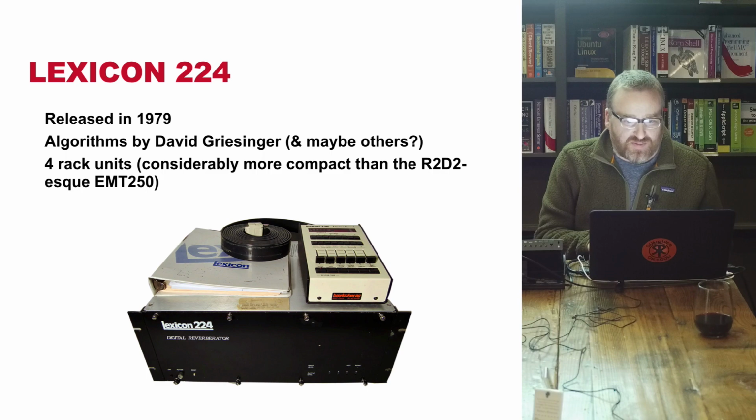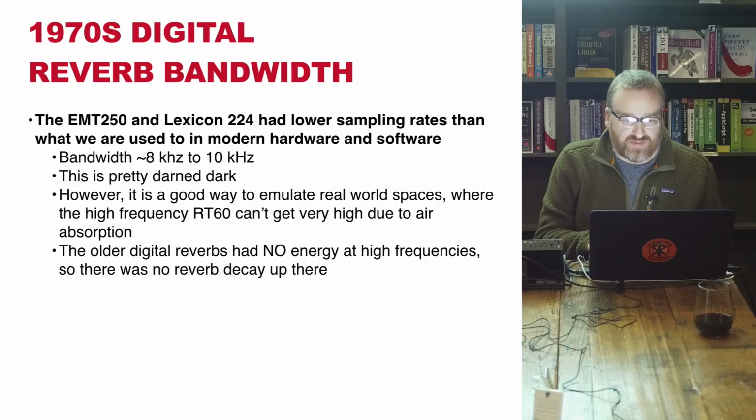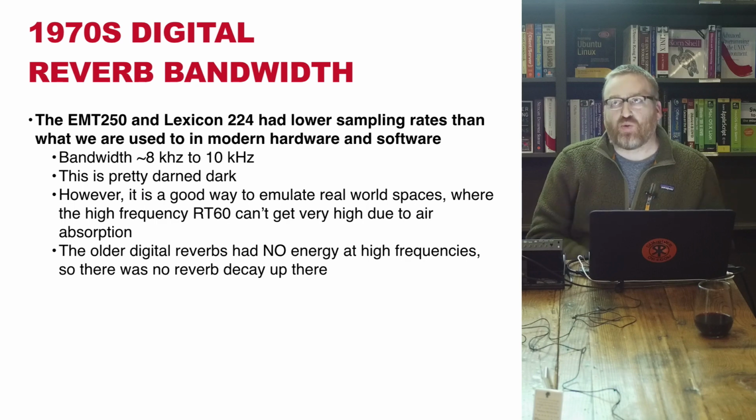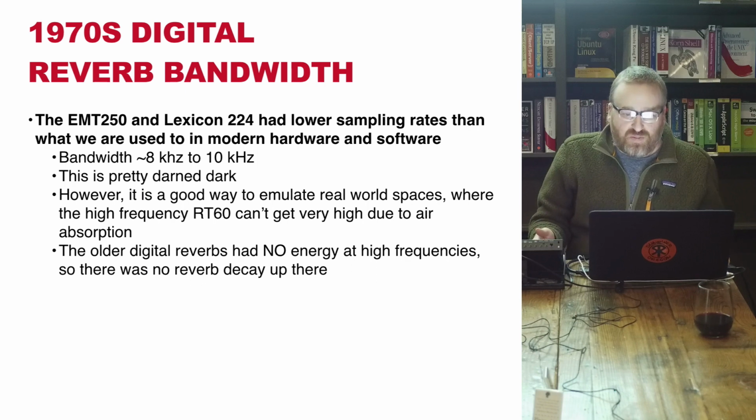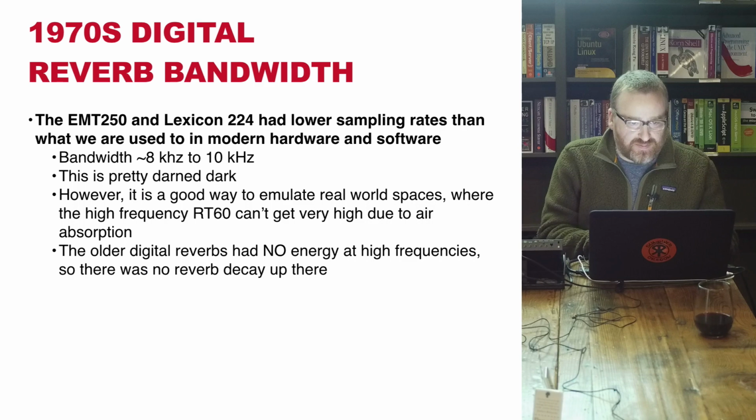Now, one of the things about these boxes is that they had really low sampling rates, like maybe a 20 kilohertz sampling rate, and they had filters to cut things out. So the bandwidth is around 8 kilohertz to 10 kilohertz. It's really dark. You don't hear the high frequencies, but it turns out, as I was talking about with plates and chambers, you don't really hear those high frequencies hanging out very long in natural reverbs anyway. So not having that sound there is a way of getting around that, because otherwise you just hear this high energy hiss sort of stuff.